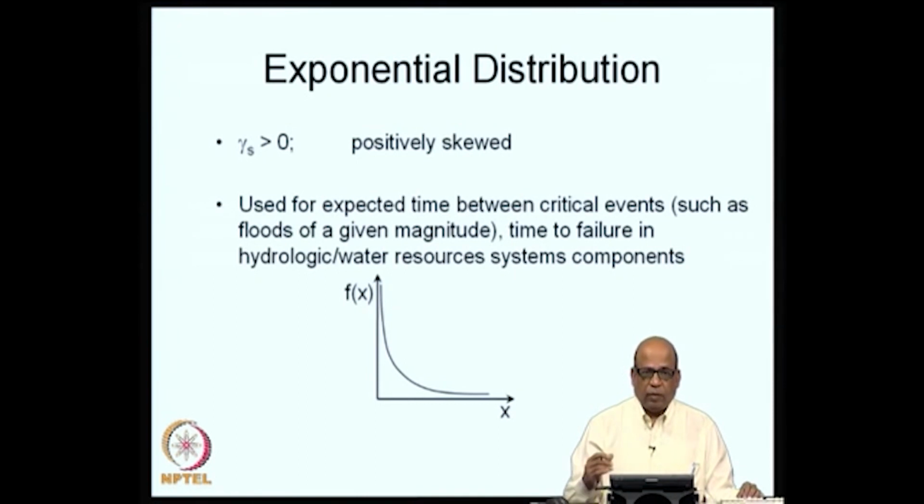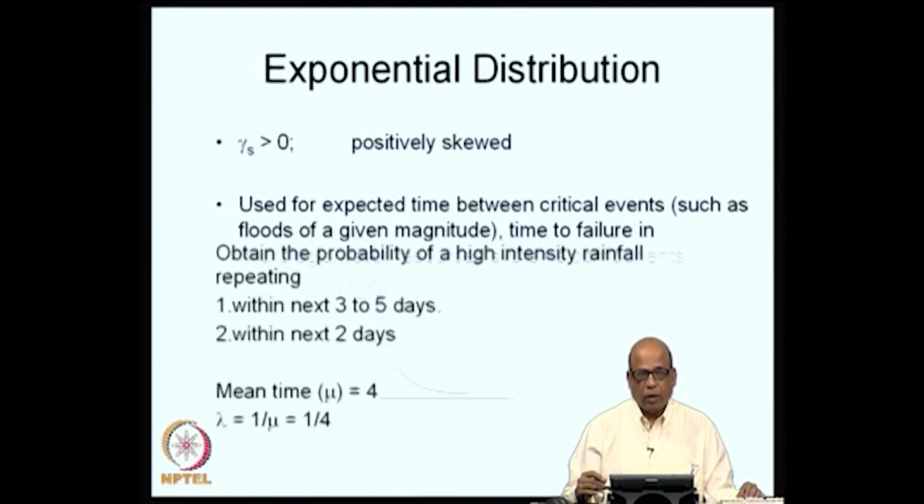Now, whenever such failure occurs, we would be interested in times to such failures. Whenever such failures are defined, we would be interested in the average time to failure. Once a failure occurs, when is the next failure likely to occur? In such situations, we use the exponential distribution.